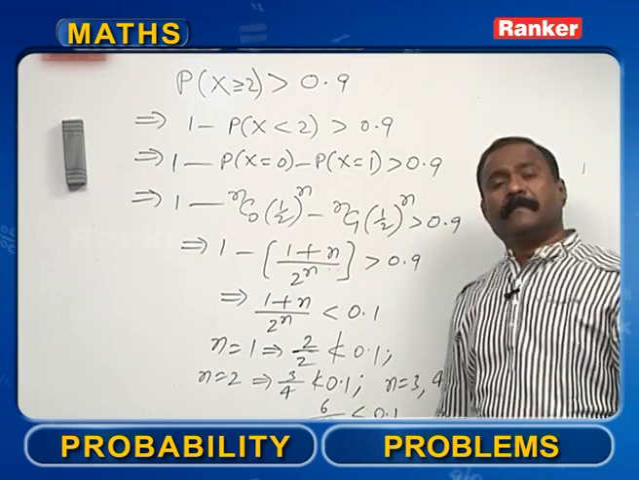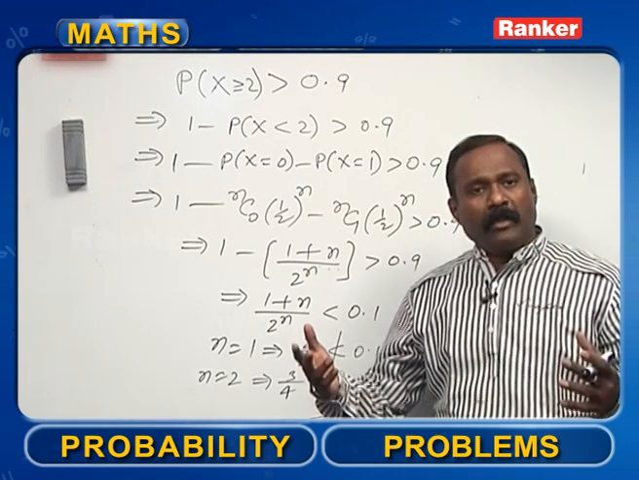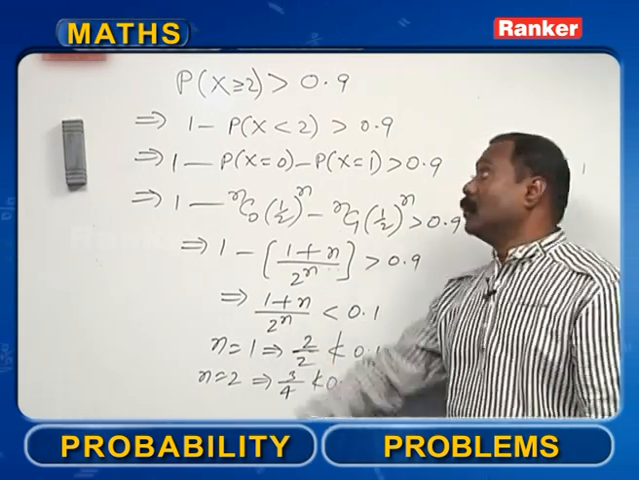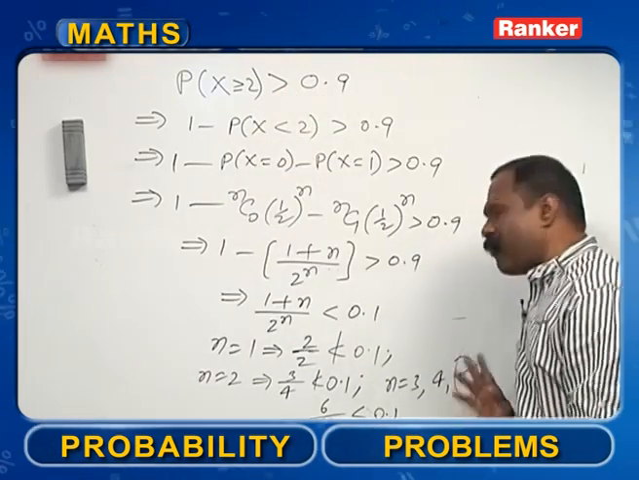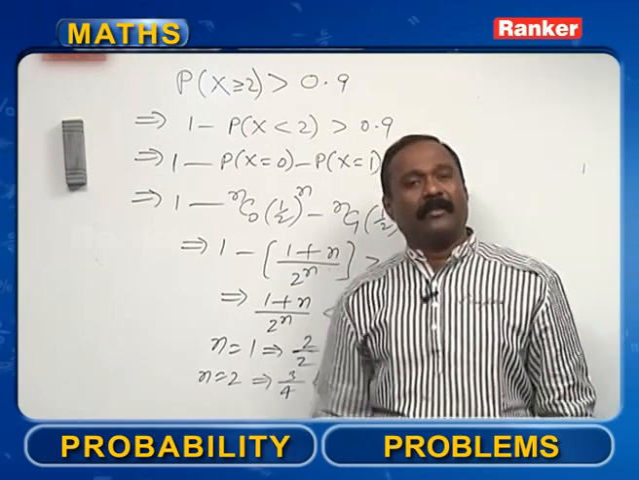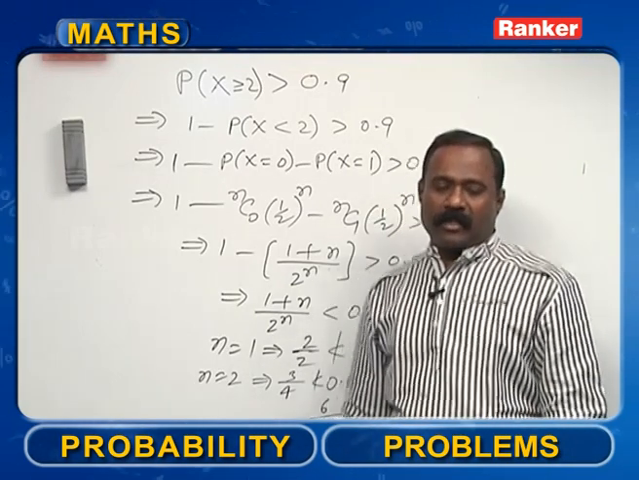So the minimum number of bombs needed to get the probability greater than 0.9 is n equal to 5. That's the least number you require. Okay, let's go to the next one.